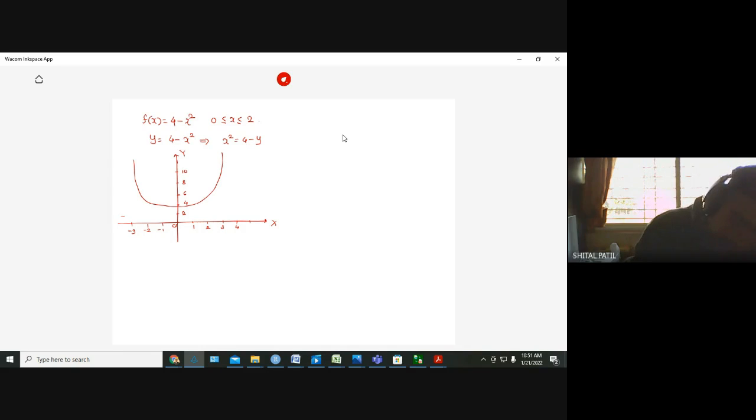Right? But again, passing through the 4. Again, we are not considering this part. We are considering the parabola from 0 to 2 only, x equal to 0 to x equal to 2 only. In fact, this part of the parabola only. Understood geometrically? Yes. Okay. I do understand.